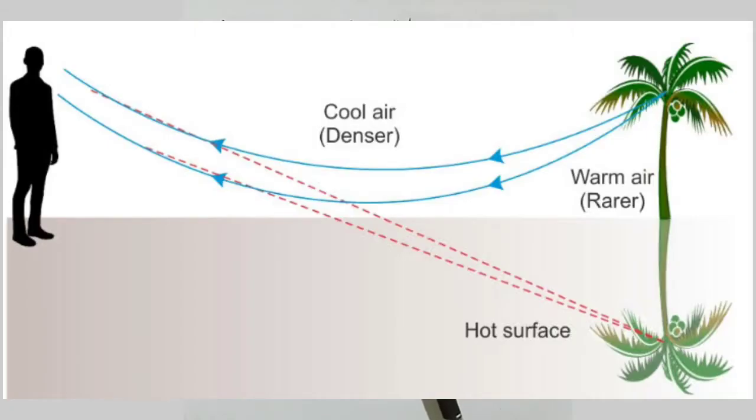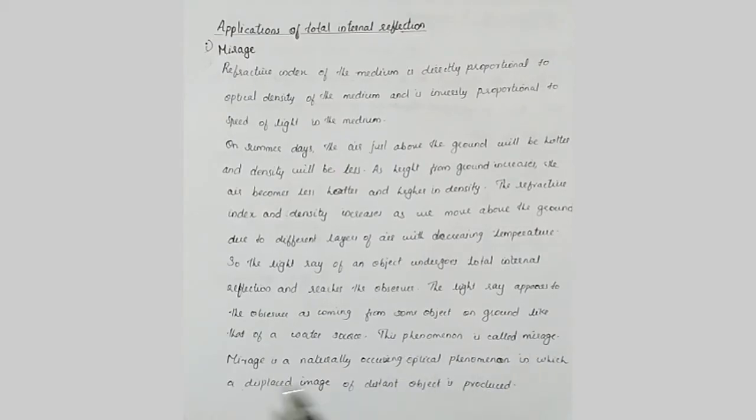As you can see in the diagram, the light ray from an object undergoes total internal reflection and reaches the observer, and this light ray appears to the observer as coming from some object on ground like that of a water source, and this phenomenon is called mirage. Mirage is a naturally occurring optical phenomenon in which a displaced image of distant object is produced.